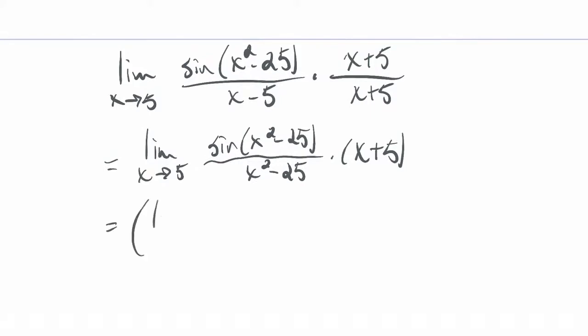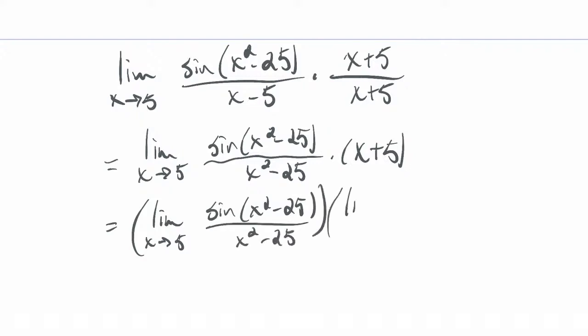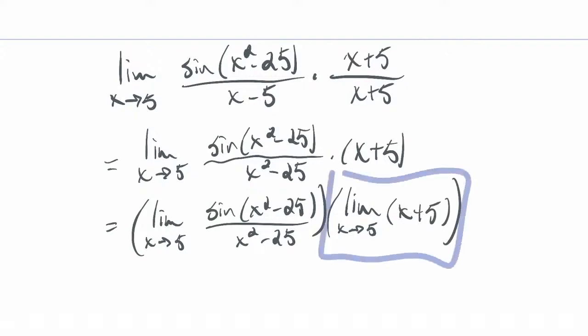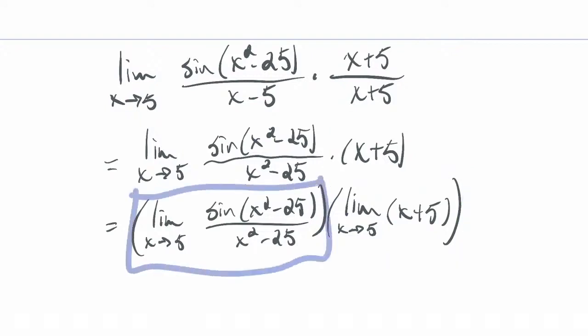I say, well, this is equal to the limit as x goes to 5 of sine of x squared minus 25 over x squared minus 25, times the limit as x goes to 5 of x plus 5. Okay. Now in this limit here, well, this one's easy. It's just the limit of a polynomial. You plug in 5, you get 10. That one's easy.